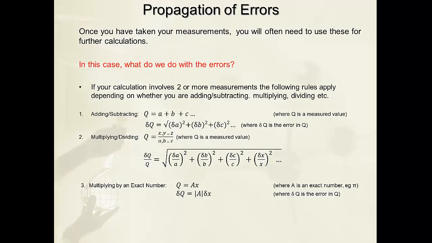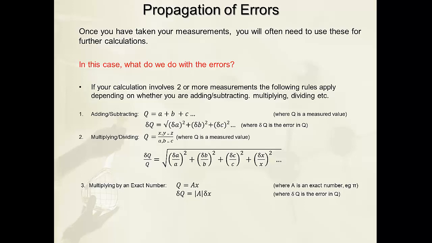If you're multiplying and dividing, we actually do this a different way. In this example, we might have 6 different measurements. Let's call them X, Y, and Z on the top, and A, B, and C on the bottom. You might have a very large series of measurements, doesn't really matter. The way that we calculate the error in Q is to consider the error in Q divided by Q. So delta Q on Q equals delta A on A squared plus delta B on B squared plus delta C on C squared plus delta X on X squared. So the error in A divided by whatever the value of A originally was, and then square that.